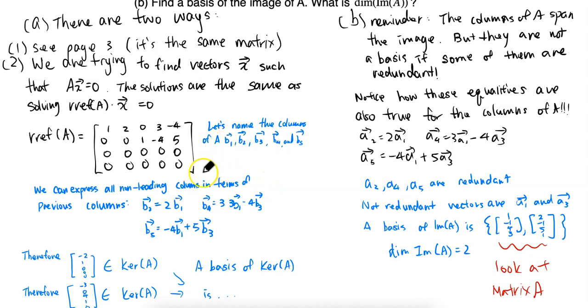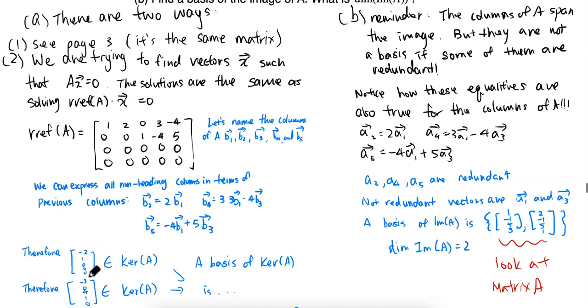What that means is if I move the 2b1 to the other side, we would get negative 2b1 plus b2 equals 0. But what that means is that if I placed the vector negative 2, 1, 0, 0, 0 here, I would necessarily get the 0 vector. Negative 2 times 1 plus 2 times 1, and then all the zeros, that is equal to 0.